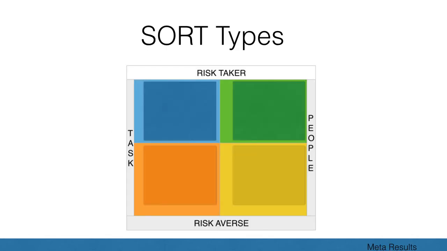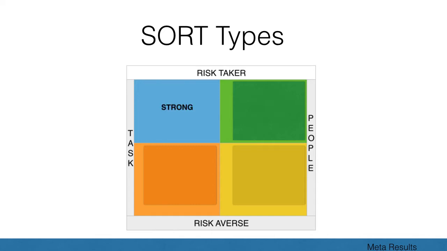So there are four types of SWOT types, and I want you to first take a look at the grid you see in front of you. On the left side, you see task. On the right side, you see people. On the top, you see risk taker. At the bottom, you see risk averse. So what is the first type?